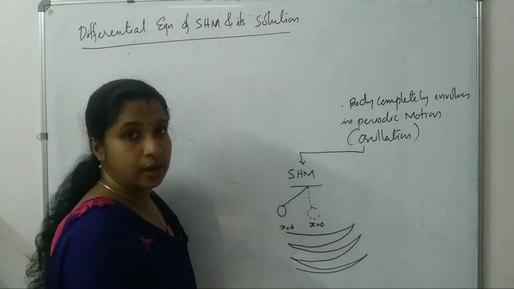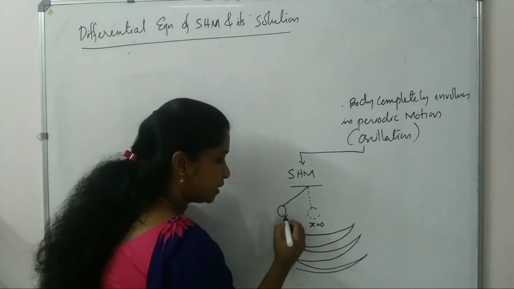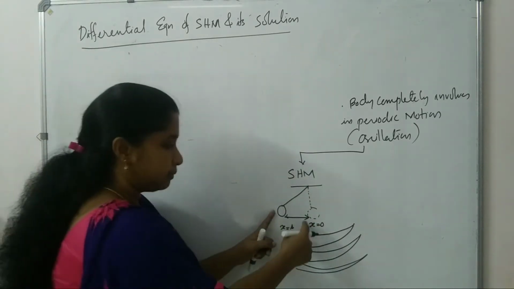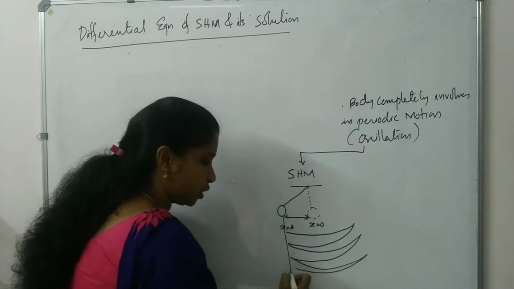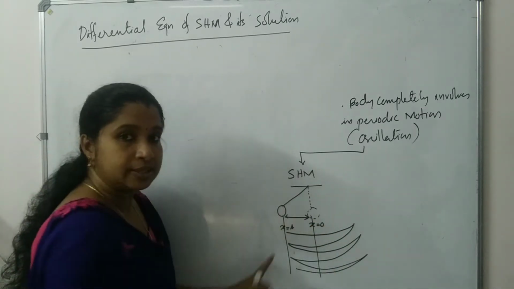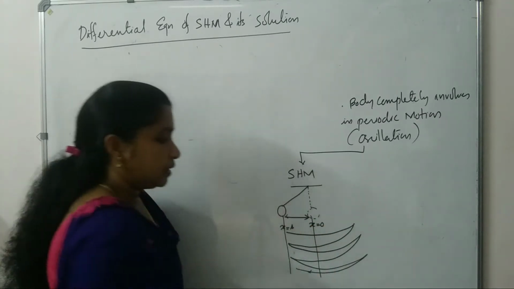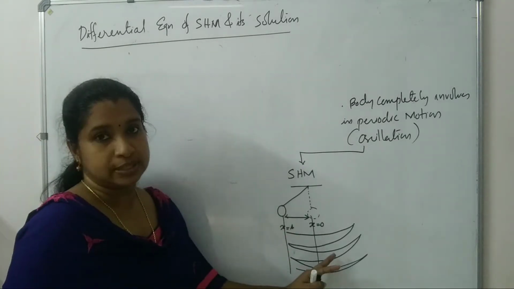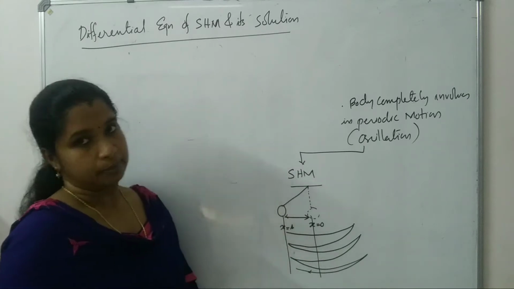What is constant amplitude? Amplitude means the distance from the equilibrium position to the extreme position. That means this distance is constant throughout the motion. Since this distance is constant, the oscillation never dies out; it oscillates continuously. This is called simple harmonic motion.